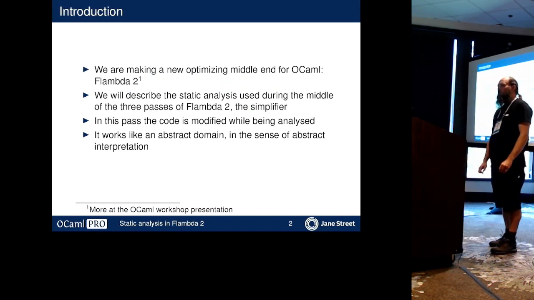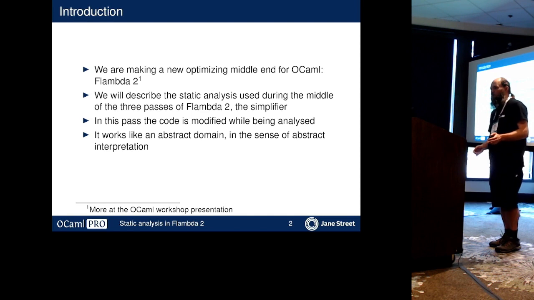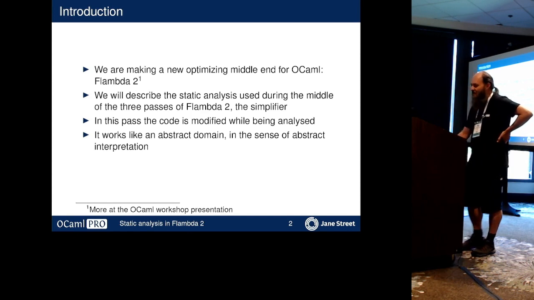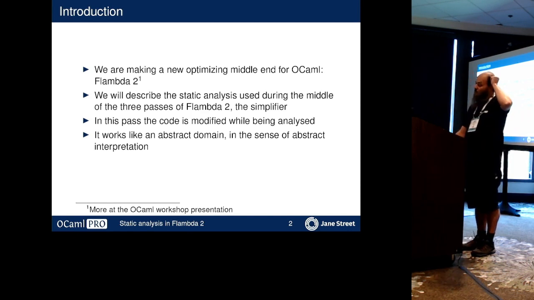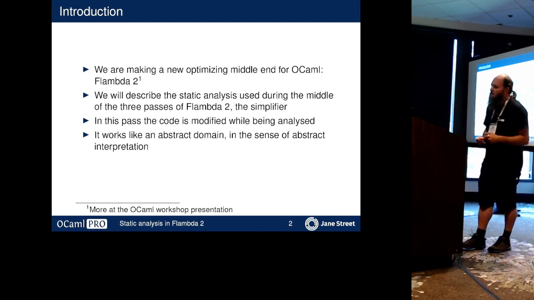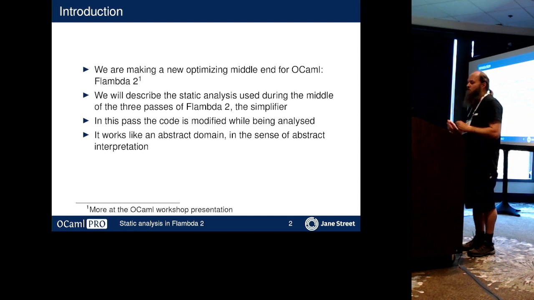So why are we making Flambda 2? Well, because we can, and because there were limitations in the previous versions. I won't go too much into detail because there is a talk tomorrow about that. But here I'm going to describe how we accumulate, manipulate, and find information about the code for the Flambda 2 simplifier to make it know things about the code itself.